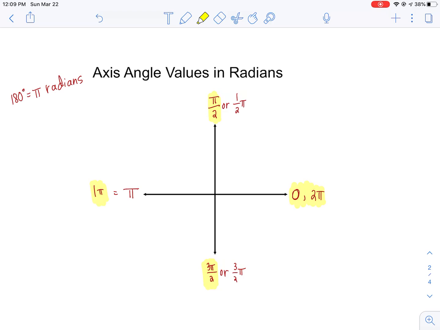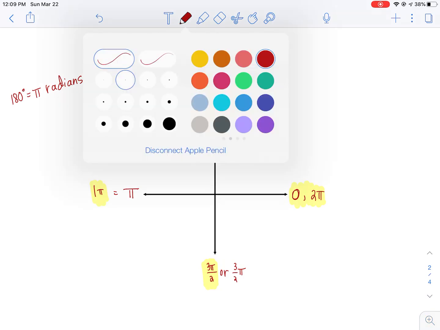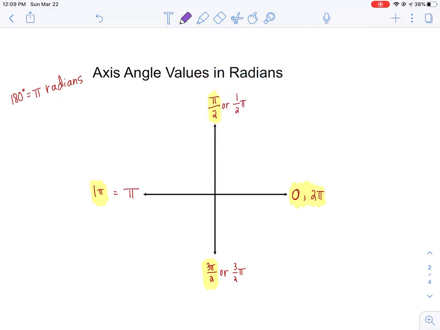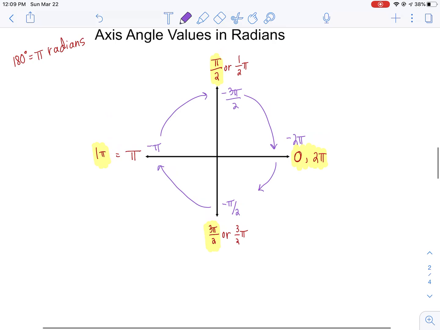Now we could also go in a negative direction. Let me show you what that would look like. If I went in the negative direction, then this would be negative pi over 2. This would be negative pi. This would be negative 3 pi over 2. And this would be negative 2 pi. So either option is useful.